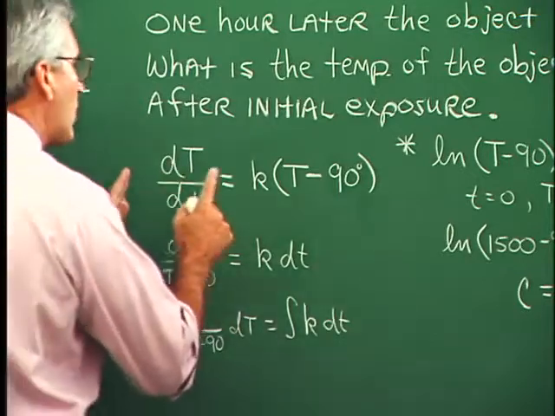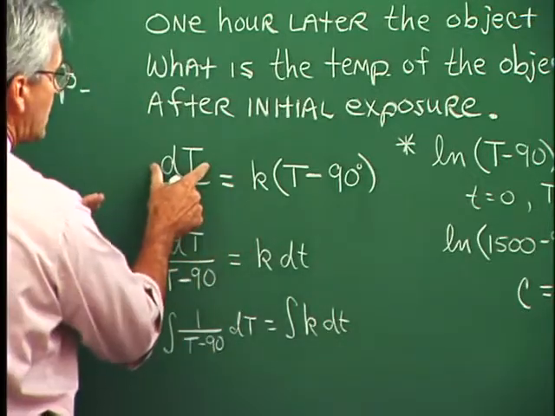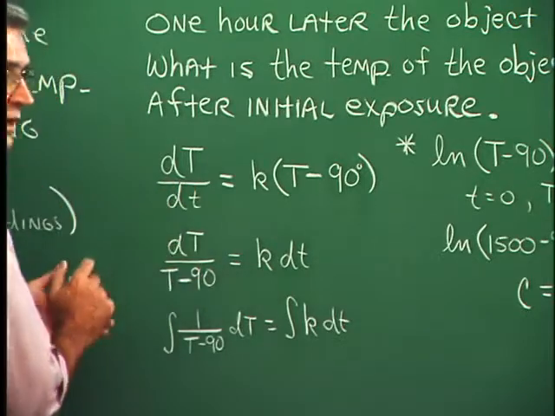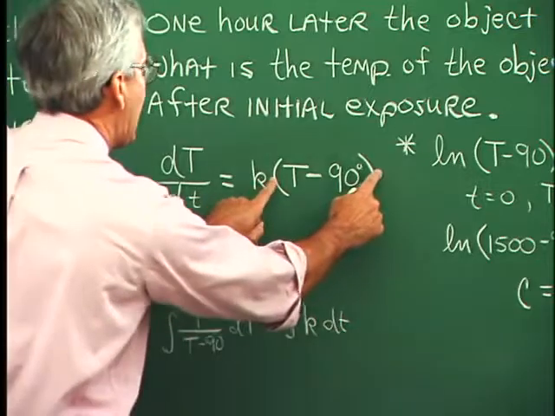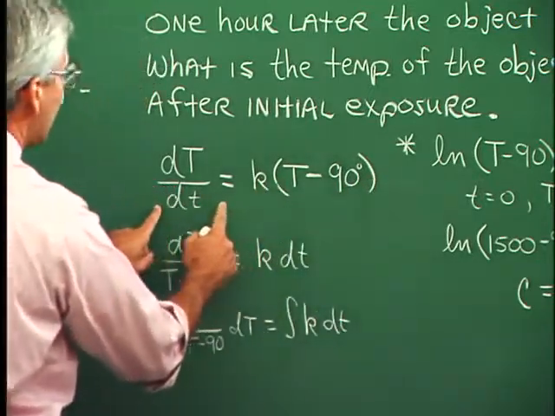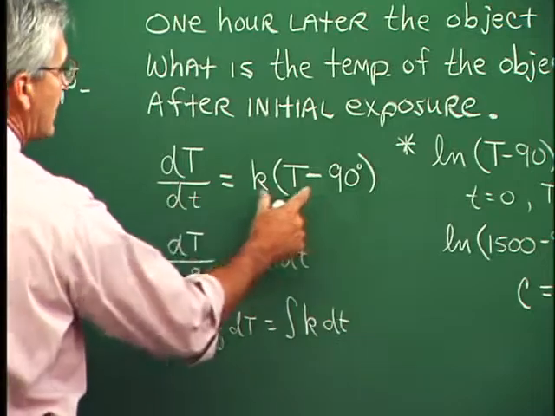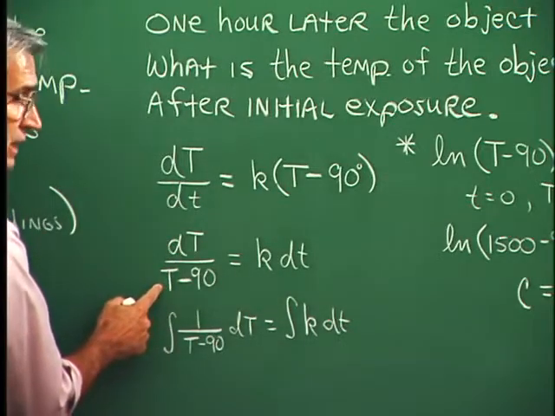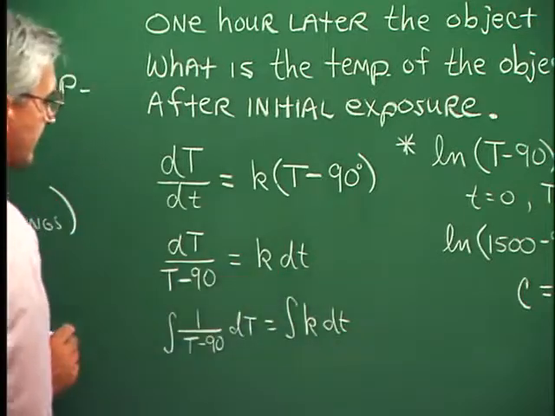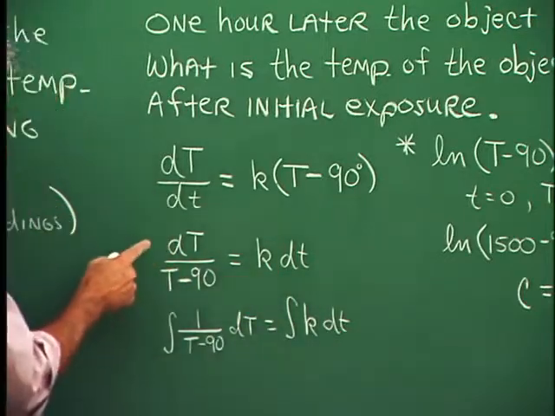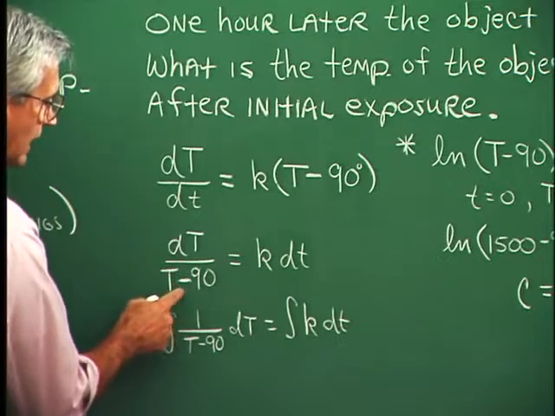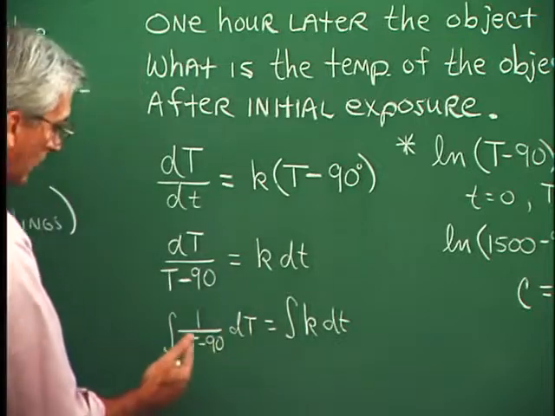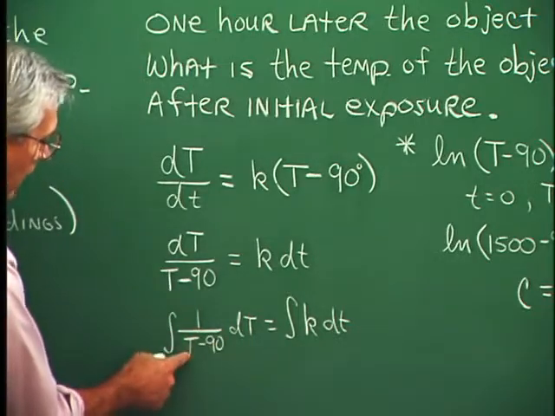All right, we're going to try to put all matters concerning uppercase T on one side and all matters concerning lowercase t on the other side. So here I'm dividing on both sides by the T minus 90, and I'm multiplying on both sides by the dt. So I have dT over T minus 90 equals k dt. Now on the left I'm considering this as 1 over T minus 90 dT. I can see the integration process a little more easily if I write it like this.